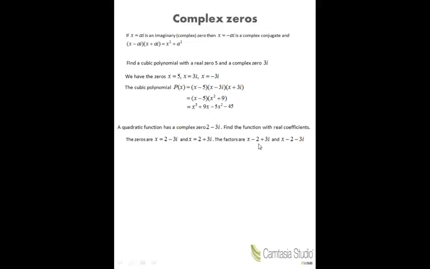So the factors are x minus 2 plus 3i from here. So you can subtract 2 and add 3i. So you get x minus 2 plus 3i. Same way you get here. Now multiply them together to get your function.